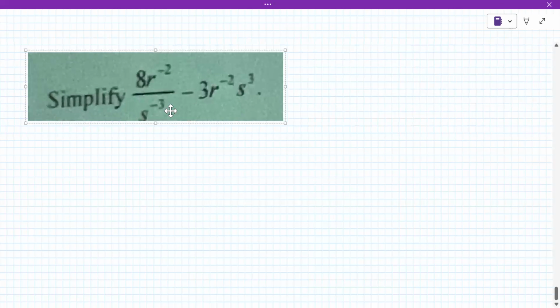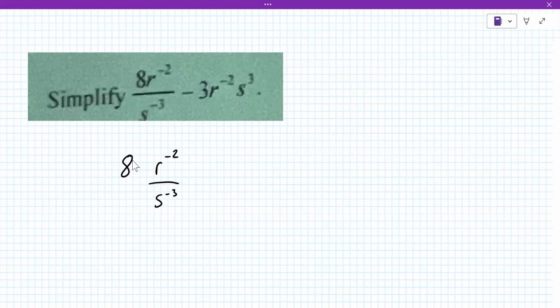Okay. So first thing I noticed here is that you're gonna have some problems with negative exponents. You only flip the thing with the negative exponent. So there's an 8, r to the -2, s to the -3. The 8 does not have a negative exponent. Oh, so only the r squared. So it'd be 8 s cubed over r squared.